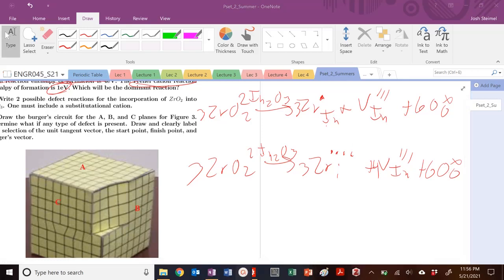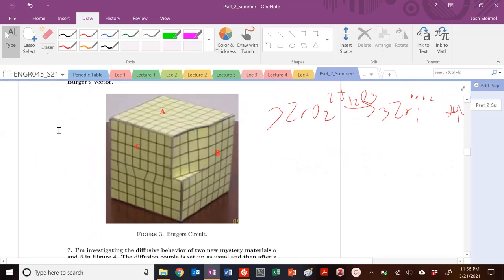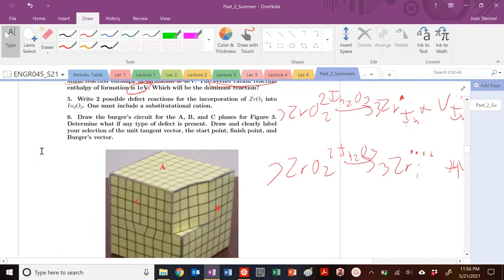Now, oops, let's not rearrange that here. Hopefully that didn't mess up our recording. Draw the Burgers circuit for A, B, and C planes for figure 3. Determine which, if any, type of defect is present.